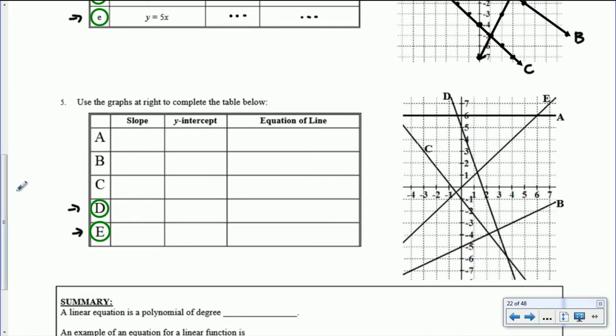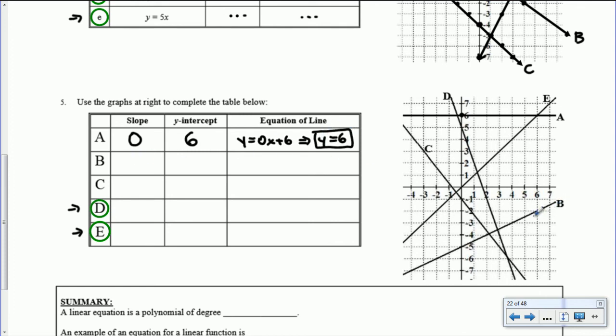And we'll try a few from 5 here as well. So use the graphs at the right to complete the table. So for line A, we see this line here. It's a horizontal line, meaning its slope is 0. It passes through 6, so 0, 6, so the y-intercept is 6. The equation of the line would be y equals 0x plus 6, or better yet, y equals 6.